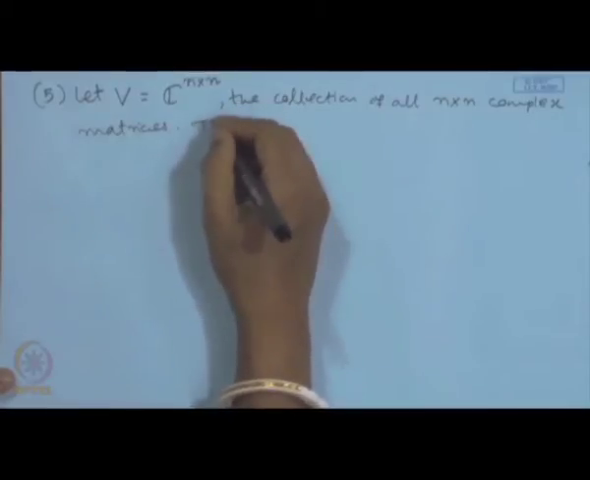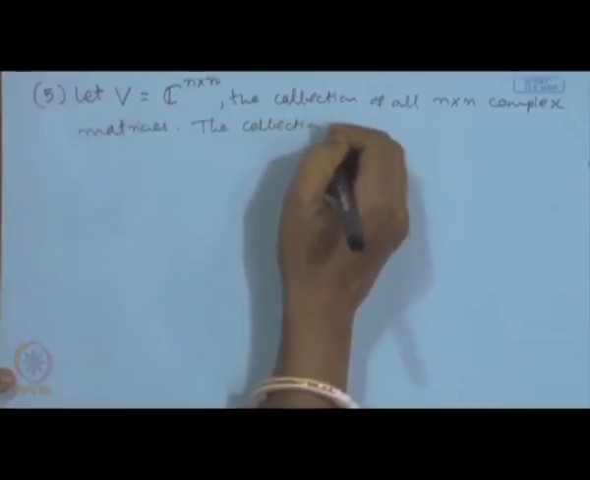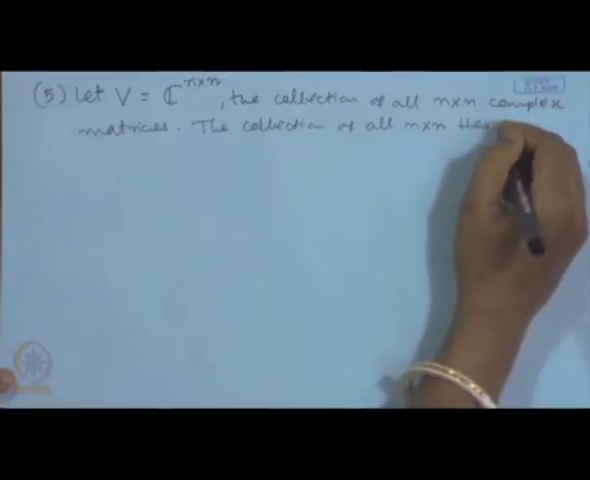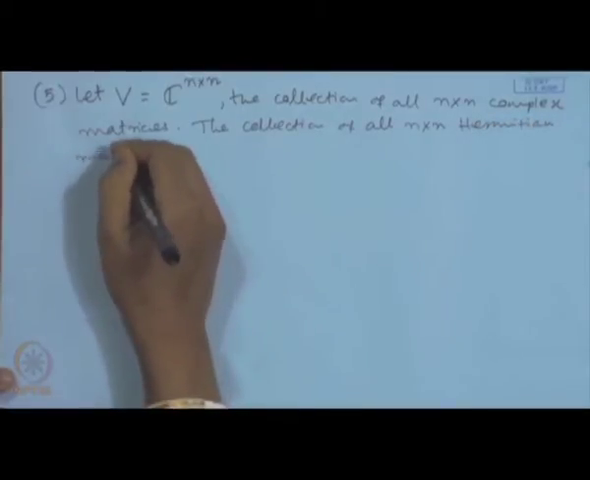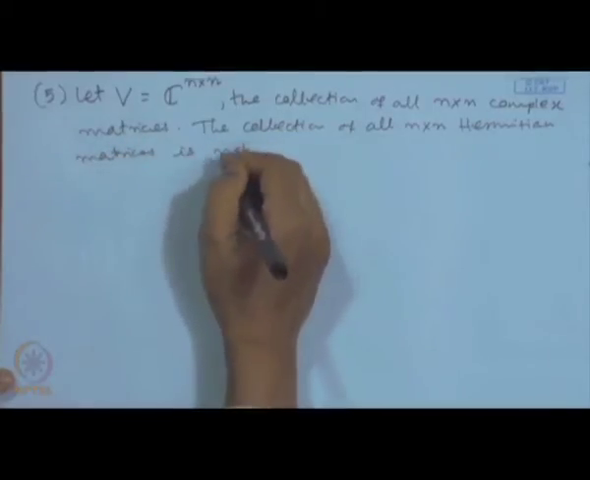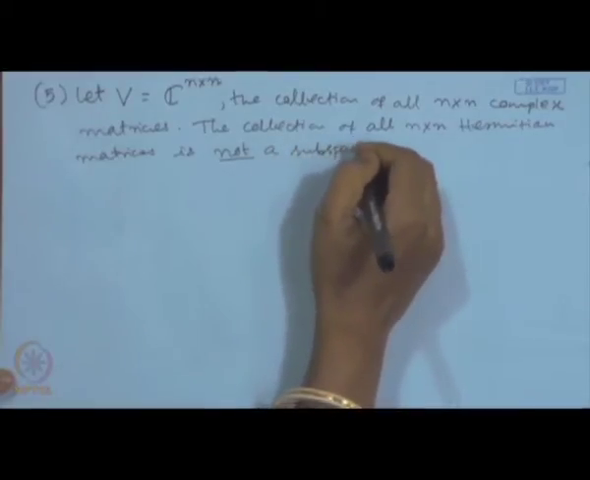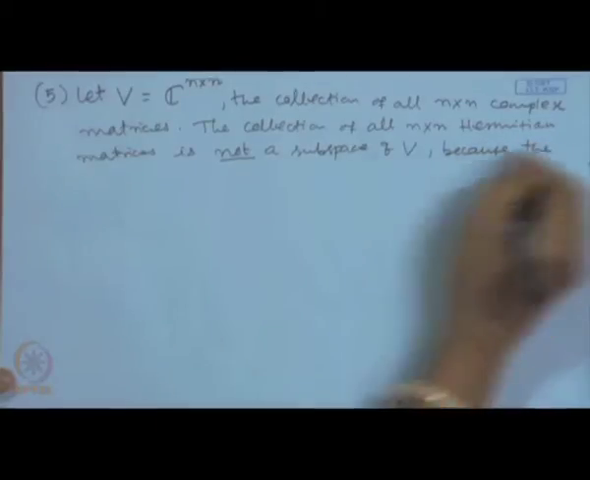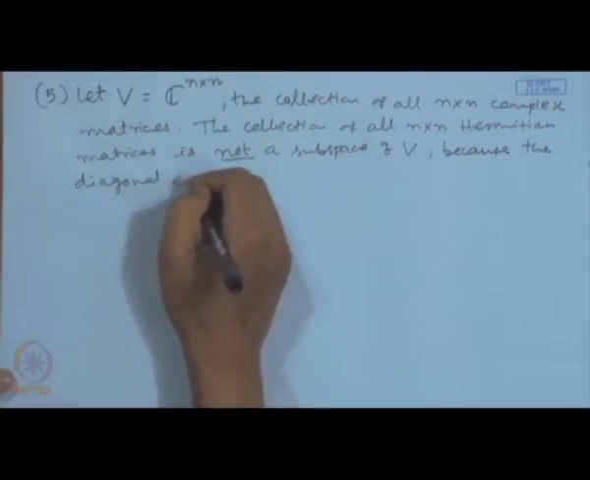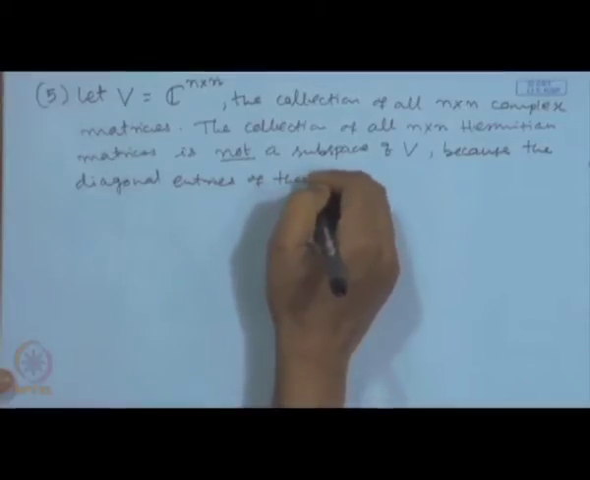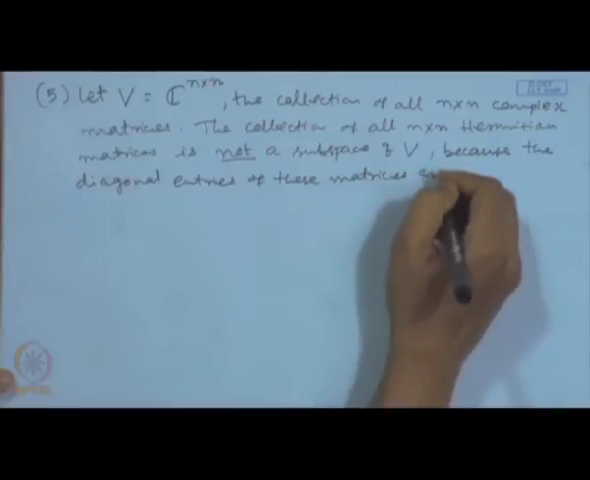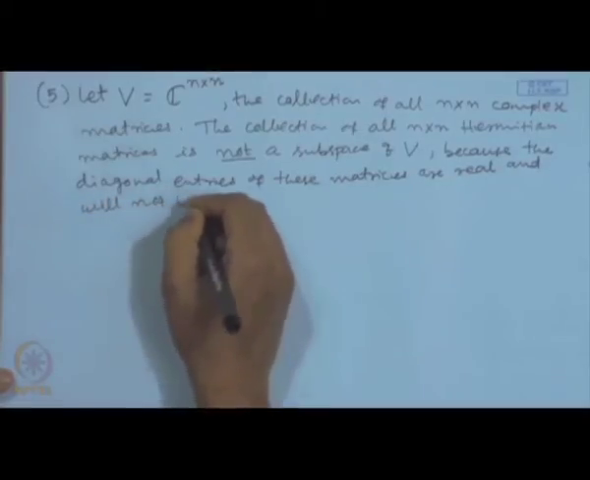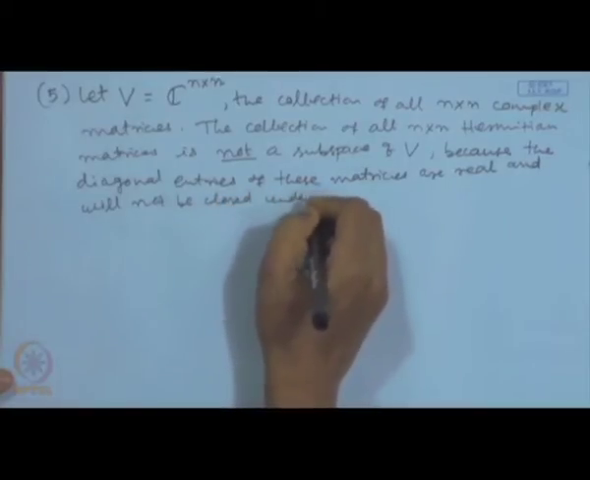Then here the collection of all n by n Hermitian matrices is not a subspace of V, because the diagonal entries of these matrices are real and will not be closed under scalar multiplication.